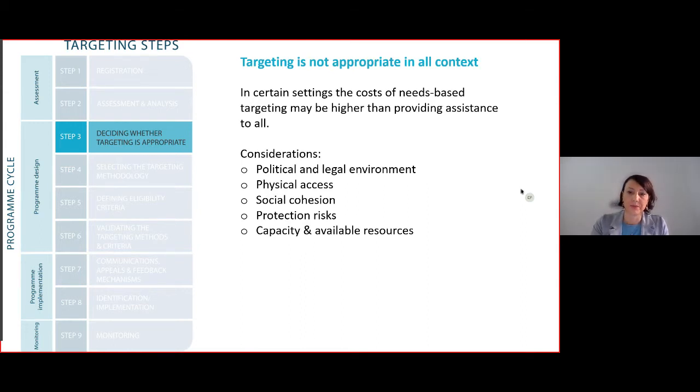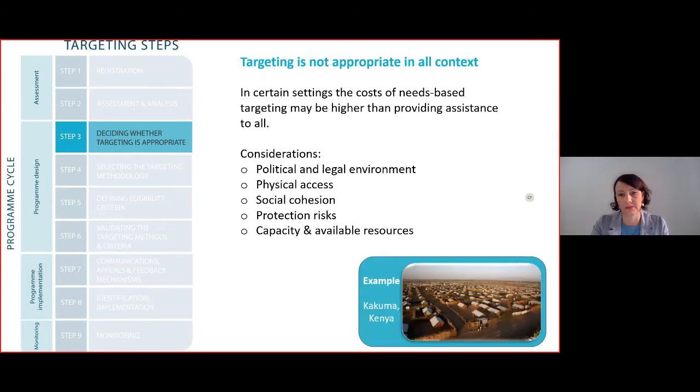One example in the past where the operation really understood that targeting was not appropriate was the example of the Kakuma camp in Kenya. Kakuma is a camp that hosts around 182,000 refugees, and it was established in 1991.